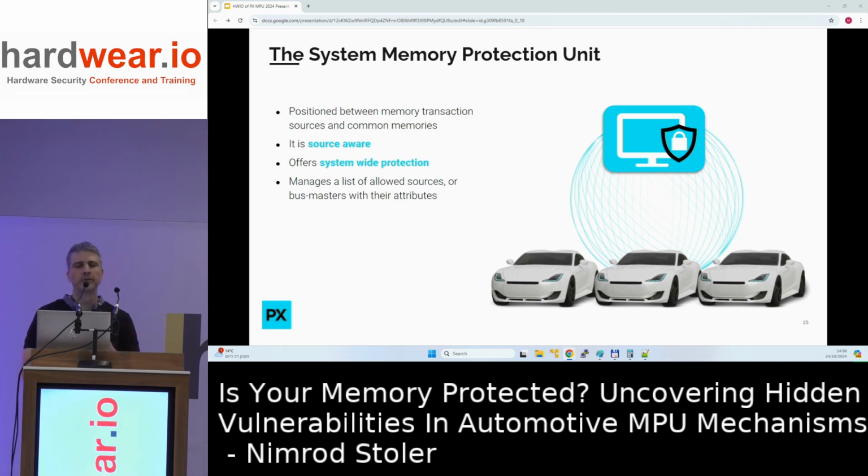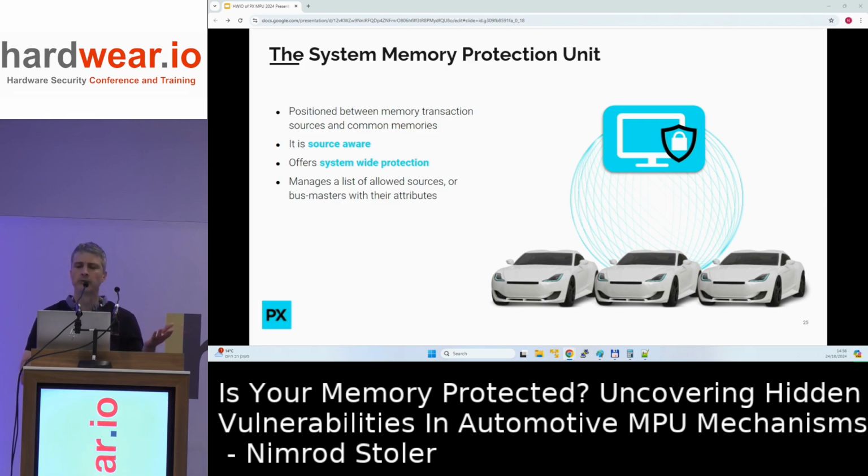The second memory protection unit is the system memory protection unit, or SMPU, and it is designed and positioned to protect the entire system memory space and is source aware. Each SMPU memory region has a list of allowed memory transaction sources, also called bus masters in PowerPC terminology, and their access attributes. Only those memory transactions originating from one of the allowed bus masters and with the required permissions and attributes will be approved by the SMPU while blocking all others.